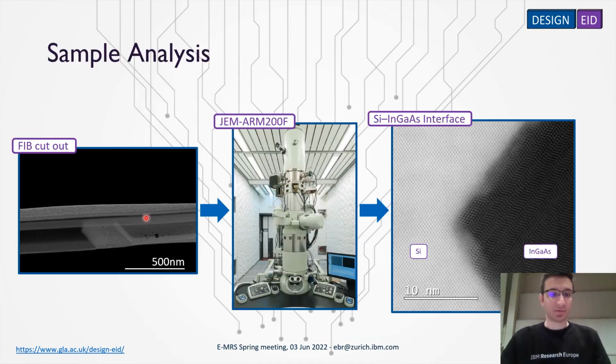We then select one of the wires for analysis. To prepare the sample, we perform a FIB cut to create an electron transparent lamella, which we can then image using our atomic resolution scanning transmission electron microscope. This tool allows us to conduct both compositional and structural analysis of our samples.